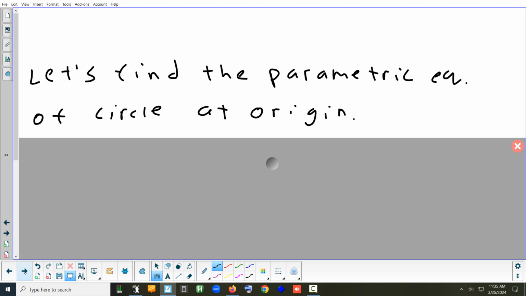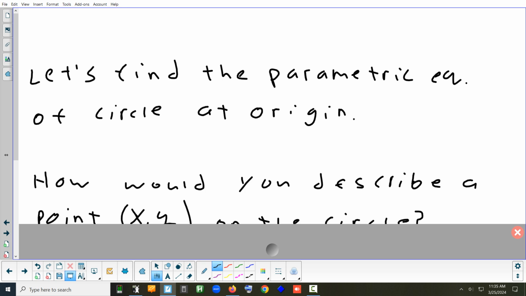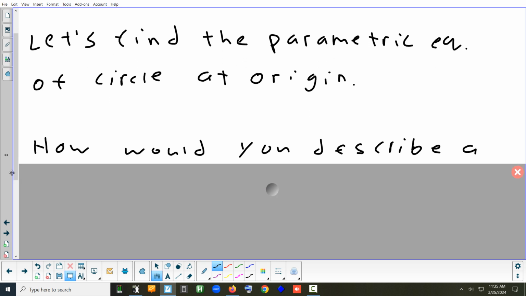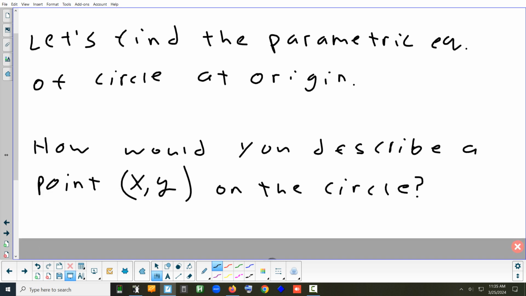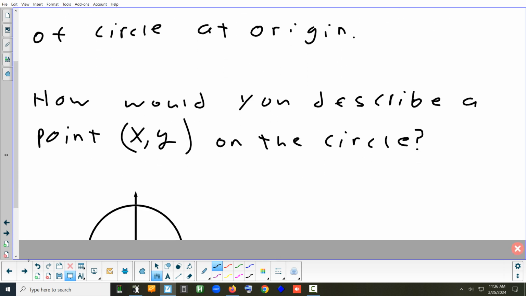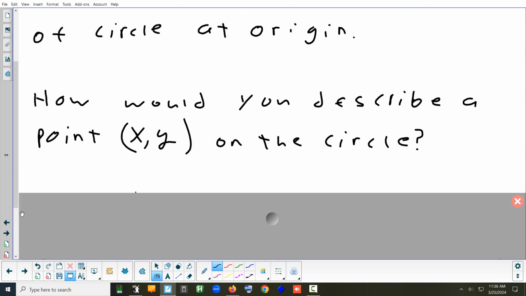All right, so let's find the equation of a circle, specifically at the origin. To find the equation of a circle, it really starts by figuring out how do you represent a single point on a circle. Because if you can represent a point, then you can represent millions of points. There you go, there's your circle. So let's think about how you would describe one single point on a circle. Remember, it has to be in terms of an x formula and a y formula.